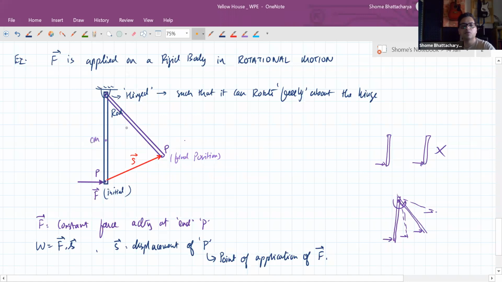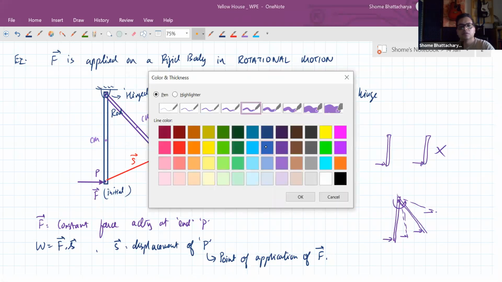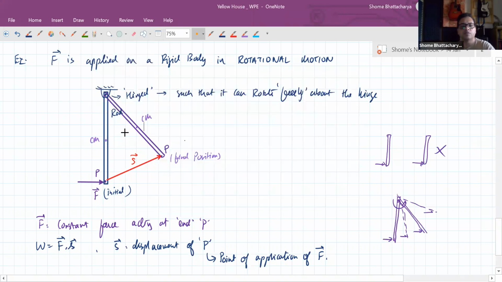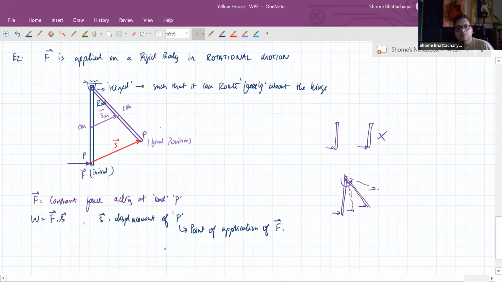The center of mass of the rod will be here. So the center of mass will have a different displacement. You can see the displacement of the center of mass will become this vector here, which is different from the displacement of the point of application. This will be the displacement of the center of mass. So you can see that this is a situation where the body's center of mass is having a different displacement compared to the displacement of the point of application. It's not the same thing as the displacement of the center of mass.